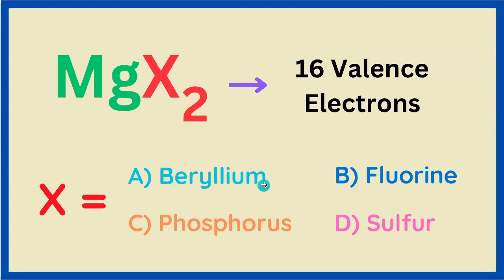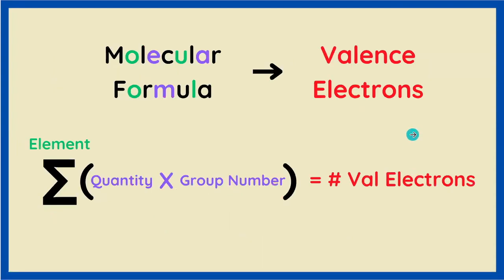If MgX2 has 16 valence electrons, what element does X represent? Beryllium, fluorine, phosphorus, or sulfur? So there's actually an equation that allows us to calculate the number of valence electrons a molecule has based upon the molecular formula, where we take into account the features of the elements which compose it.